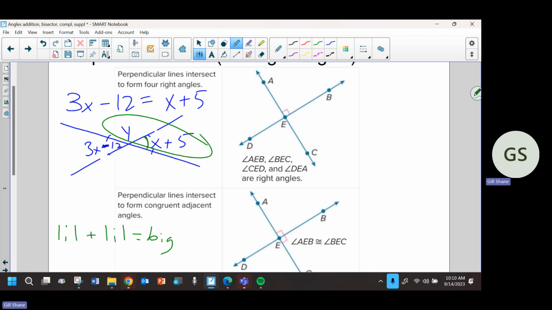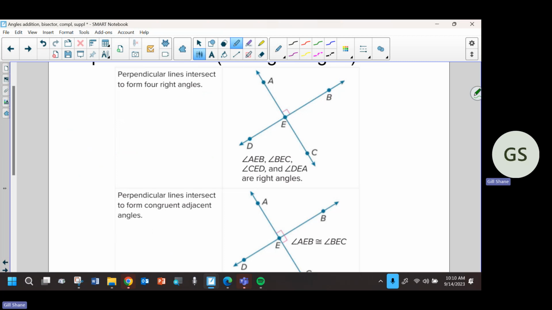So here's what we have to wrap up from the angles. You just need to understand what perpendicular lines are. What are perpendicular lines? They intersect and form.